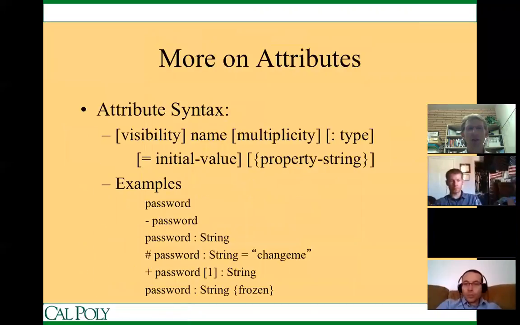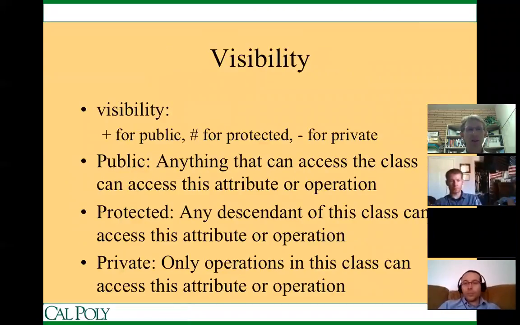Let's look at visibility real quick. There it is. So plus indicates public, pound sign protected, and minus is private. And some of this you might say, why do I care? You might not need to care too much, but I'll explain it anyway. The idea of public is that anything that can access the class can access this attribute or operation. Whereas private, on the other extreme, only the operations in this class can access this attribute or operation.